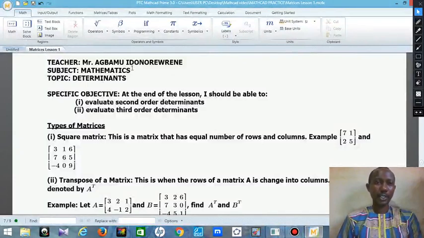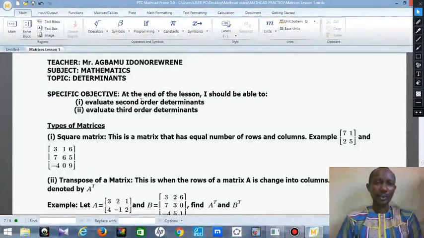I want to teach you mathematics, and today's topic is going to be determinants. And these are our objectives for today's class. The first one is to evaluate second order determinant. The second one is to evaluate third order determinant. So take note of this.